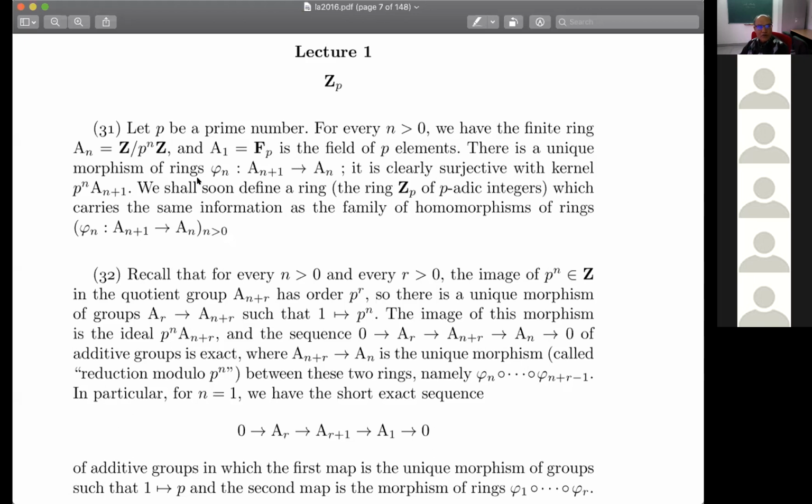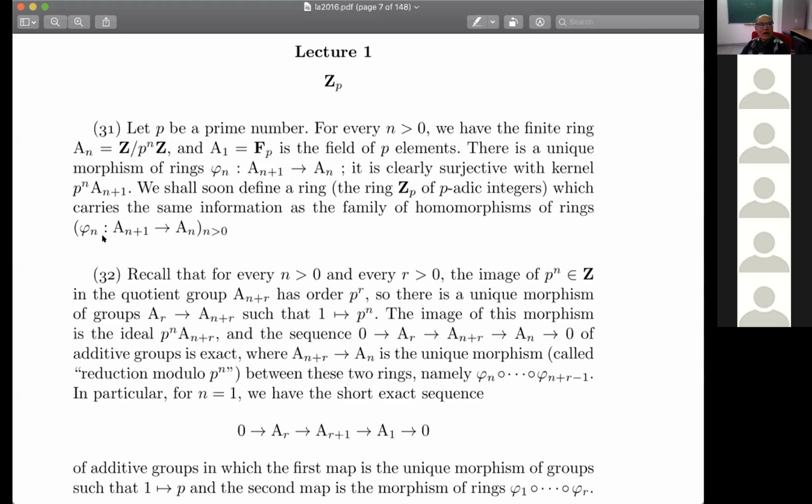Now, there's a morphism of rings from A_{n+1} to A_n. That's because of the inclusion of ideals. The ideal generated by p^{n+1} is contained in the ideal generated by p^n, and that inclusion of ideals gives you this morphism of rings. And this is clearly surjective. And what is the kernel? The kernel is generated by the element p^n in this ring A_{n+1}, right?